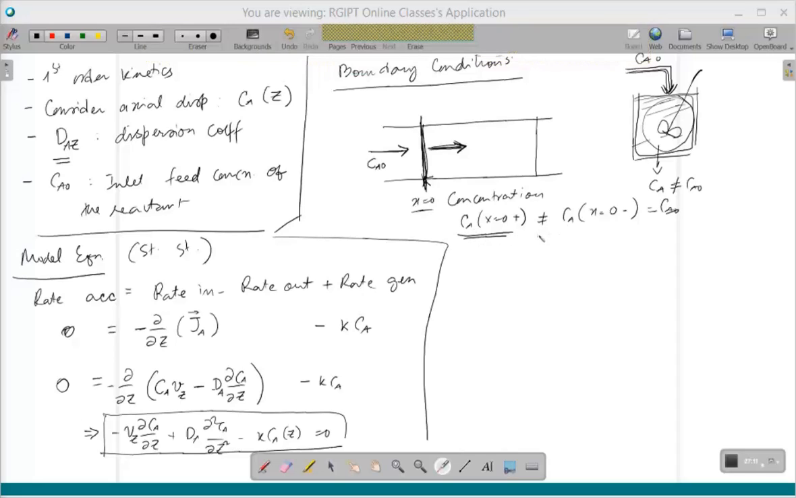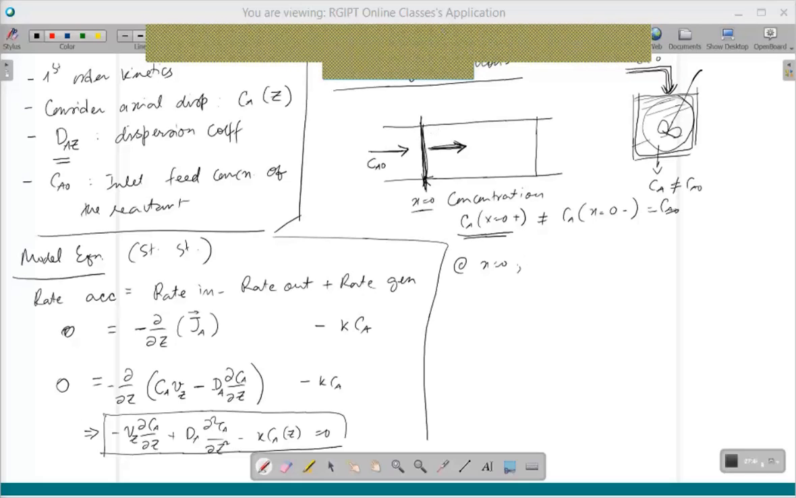But I just want you to understand the physics of this, which is that the boundary condition is such that at this point there is going to be a discontinuity in concentration. So what are the boundary conditions? At x equal to 0, we can do the flux balance at steady state.